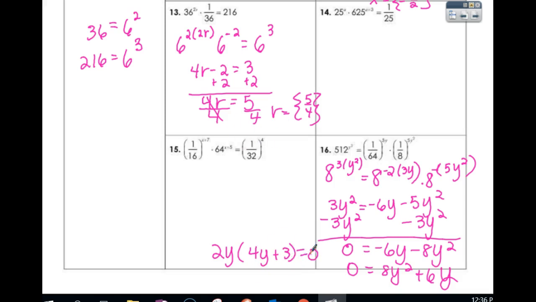So now I get 2 answers. You have to set this equal to 0. And you have to set this equal to 0.